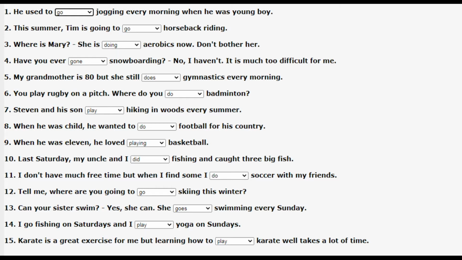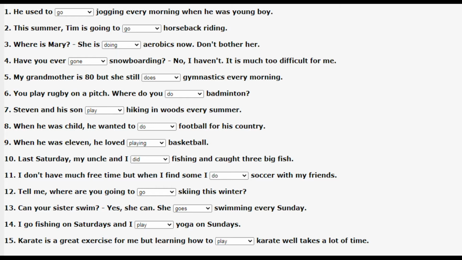In number 2, we have: this summer, Tim is going to go, play, or do horseback riding. What can I say? So I say go horseback riding. Remember, after the verb go, we use another verb in the ing form. Go riding, right? Go horseback riding.